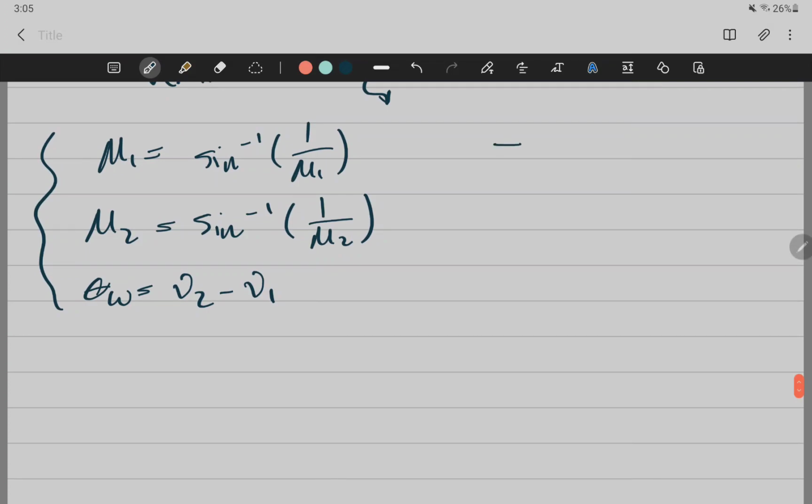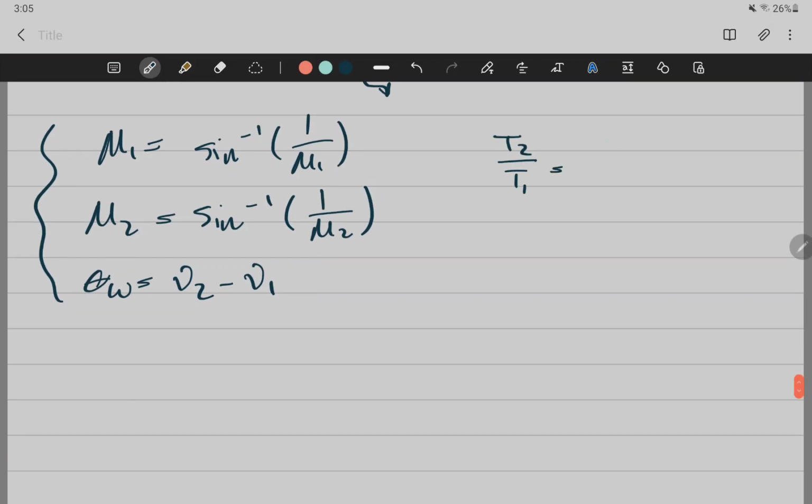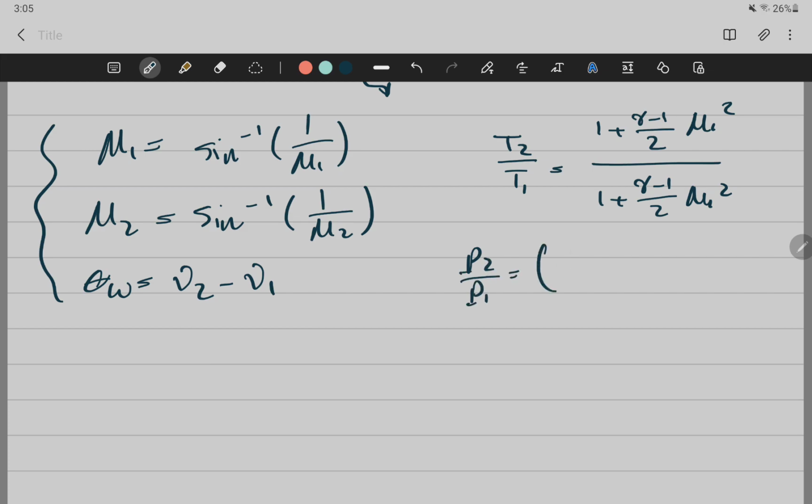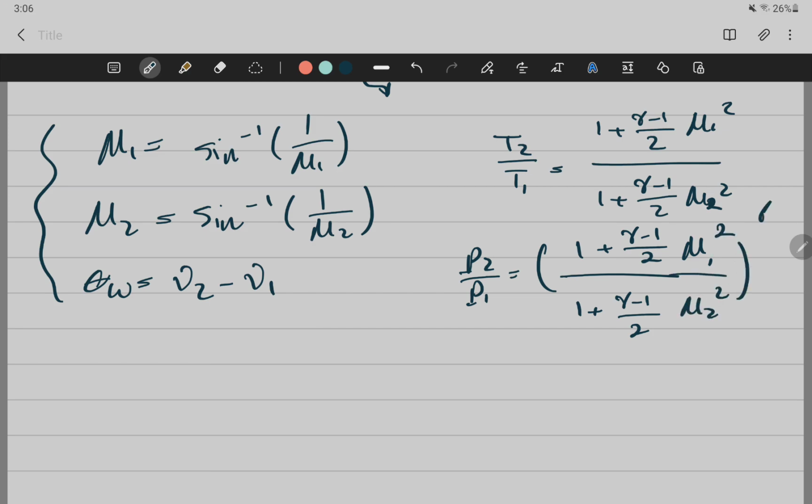On the other hand, we also have the temperature relationship: T1 over T2 is going to be equal to 1 plus (gamma minus 1) divided by 2 M1 squared, divided by 1 plus (gamma minus 1) divided by 2 M2 squared. And the pressure relationship is going to be the same ratio of those terms raised to the power gamma divided by gamma minus 1. This is for isentropic flow, of course.